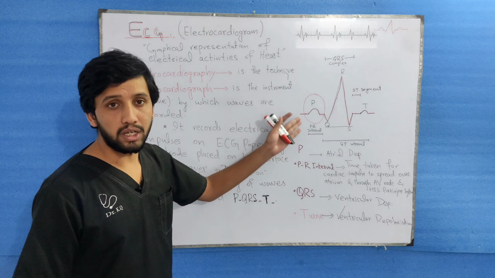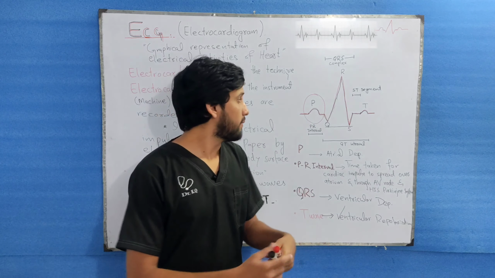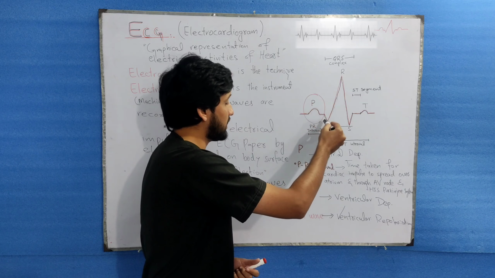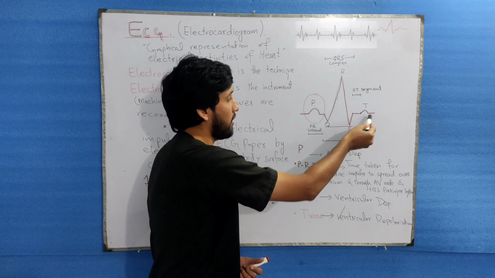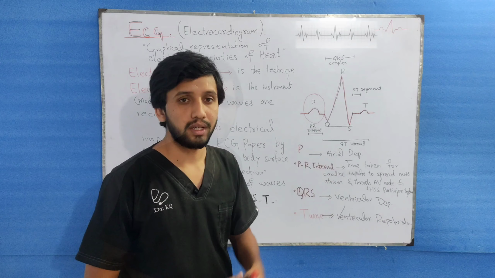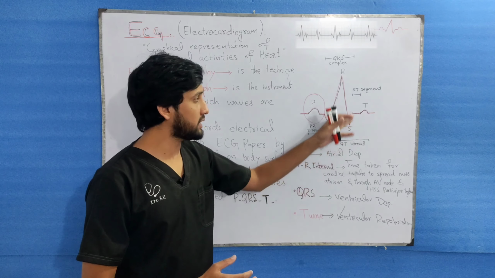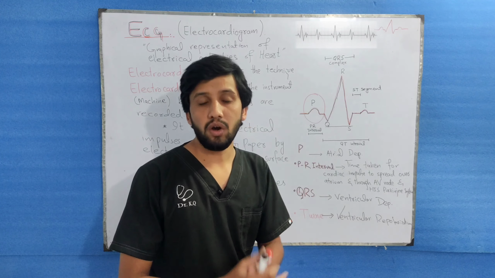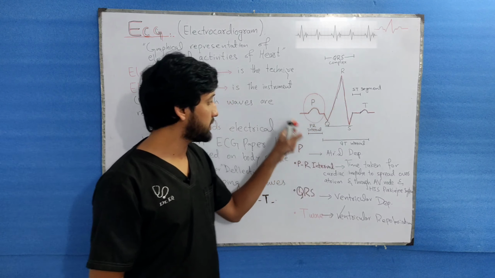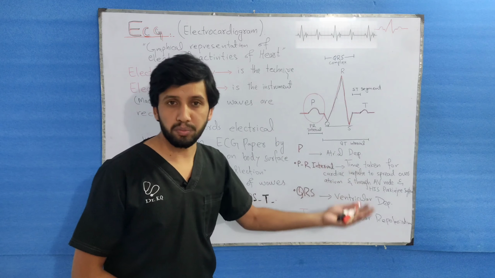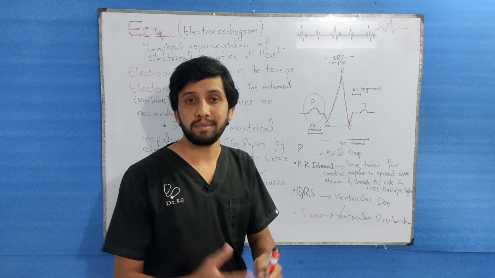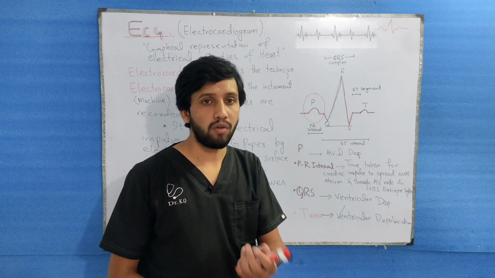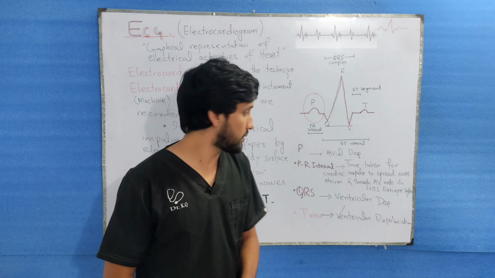Here this grouping is shown graphically. This is the P wave, and then comes the QRS complex, and finally the T wave. This P, QRS complex and T wave represent the electrical activity of the heart. The P wave represents the atrial depolarization. Depolarization in simple words means the contraction of a muscle due to a stimulus.